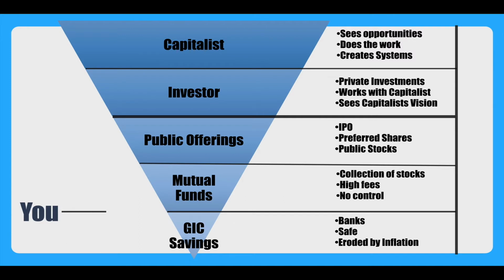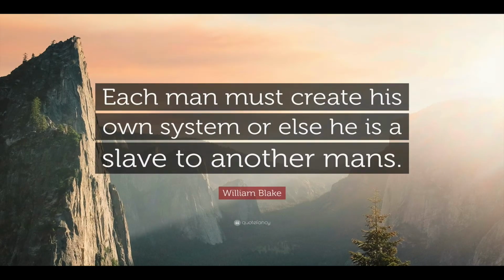Most of the time, these deals at the bottom of the food chain are where most people end up putting their money and using their RRSPs and tax-free savings accounts. What we want to do is bring you from the bottom of the investor food chain to the very top so you can work directly with the capitalist and not have all those fees that are in between. Each man must create his own system, or else he is a slave to another man's.